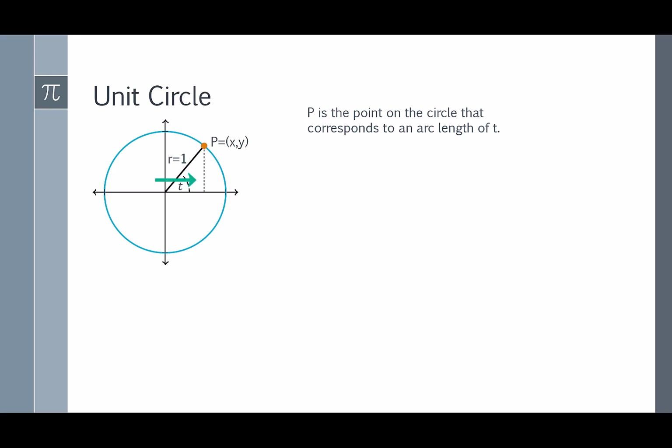Adding a dotted vertical line from the point P to the x-axis gives us a triangle where t is our reference angle. The radius r being equal to 1 is the hypotenuse of the triangle. The opposite side will be the distance up, which is y. The adjacent side will be our horizontal distance over, which is x.